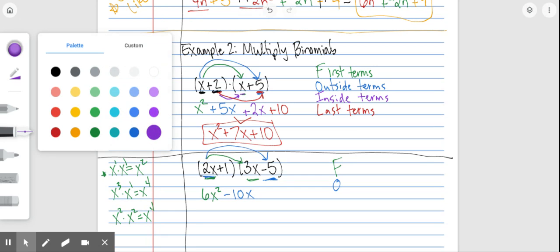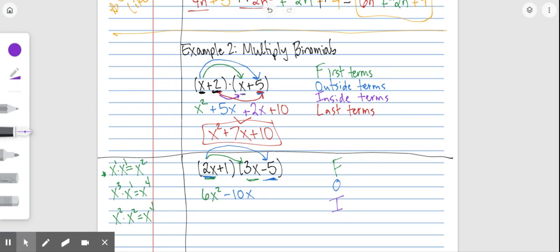The next term that we're going to deal with is our inside terms, so the terms that are closest together. That's this positive 1 and this 3x. Positive 1 times 3x is the same as positive 3x.